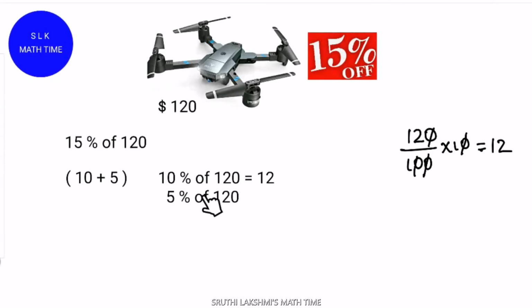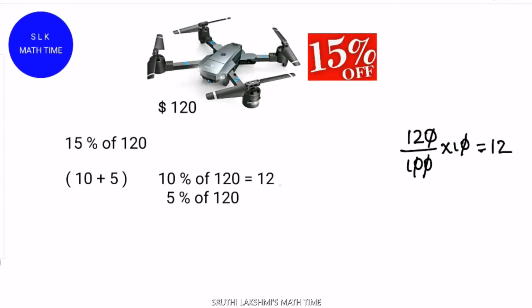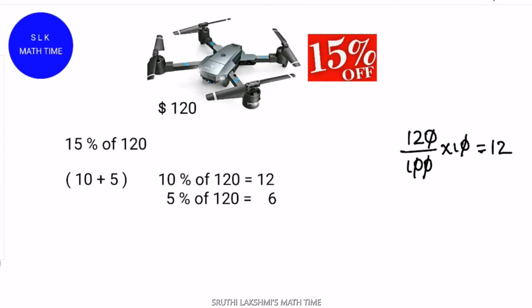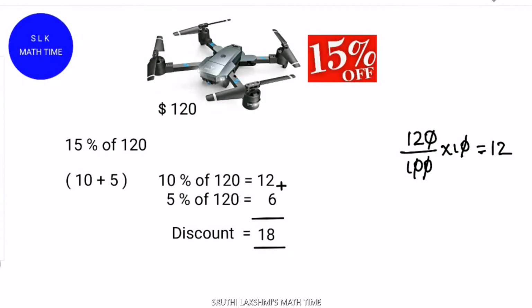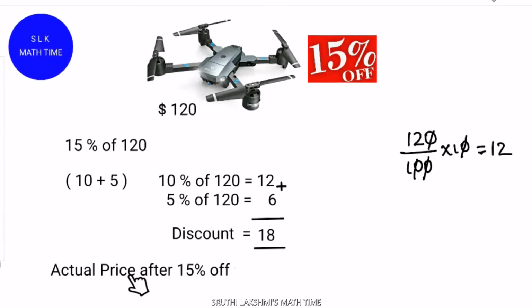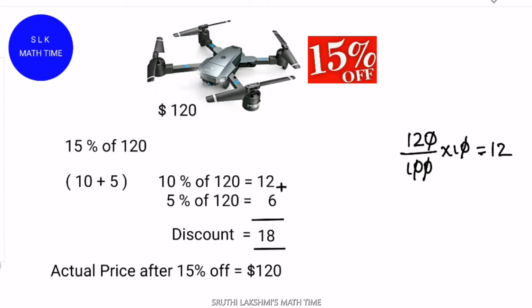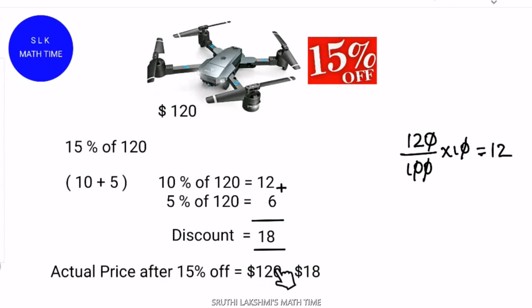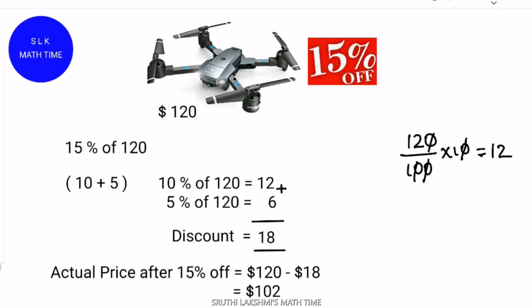Now to find 5% of 120, 5 is half of 10. So we find the half of 12, which is 6. So 5% of 120 is 6. So add 12 plus 6, which gives 18. So the discount price is $18. The actual price after the 15% off is the price of the drone, which is $120, minus the discount price, which is $18. So $120 minus $18 is $102. So now the drone is available for $102.